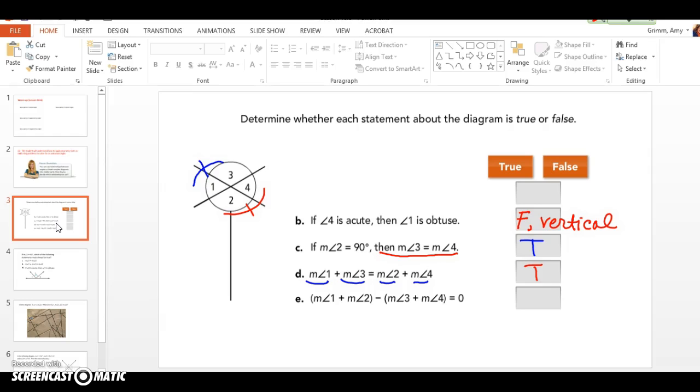All right, last one. Now this one's going to be a little hard to think about. Measure of angle 1 plus measure of angle 2, so add those two together. If I subtract angle 3 and 4, that's going to equal 0. How come? Because what is 1 plus 2? 180. And what is 3 plus 4? 180, and 180 minus 180 is 0, so that would be true.